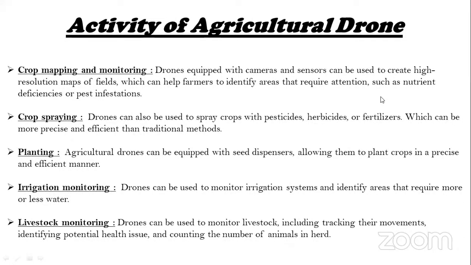And next one is crop spraying. Drones can also be used to spray crops with pesticides, herbicides, or fertilizers, which can be more precise and efficient than traditional methods. We can also use drones to spray fertilizers and pesticides. And next one is planting. Agriculture drones can be equipped with a seeds dispenser.